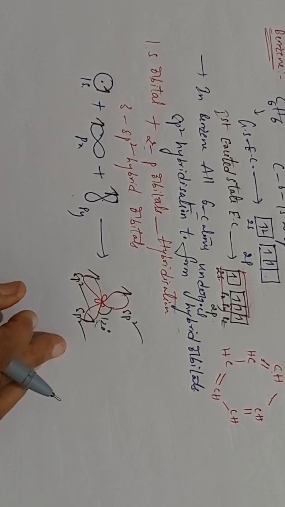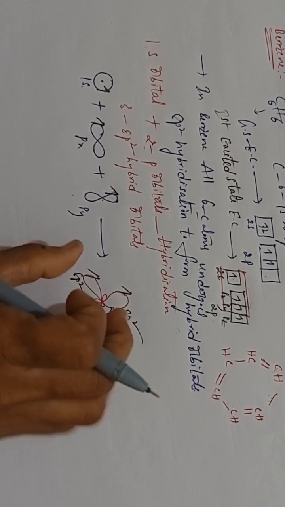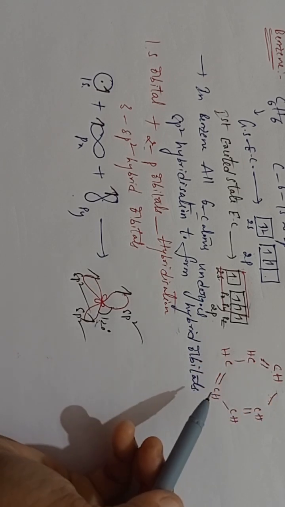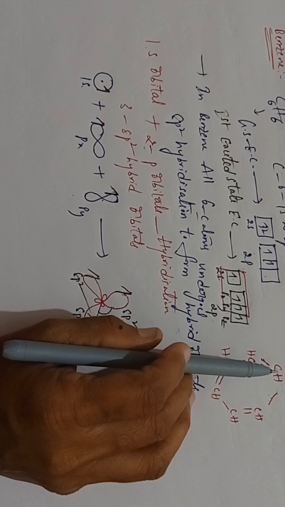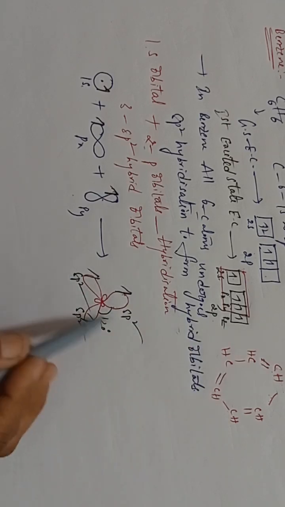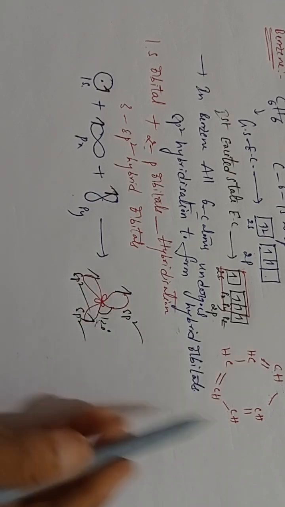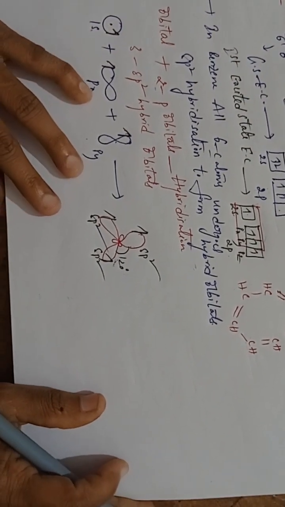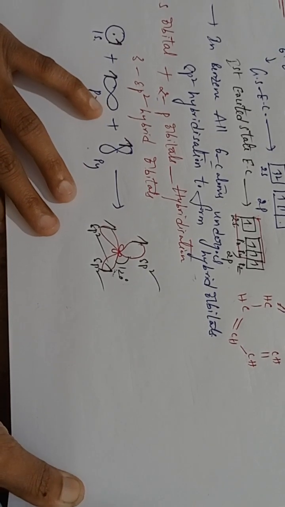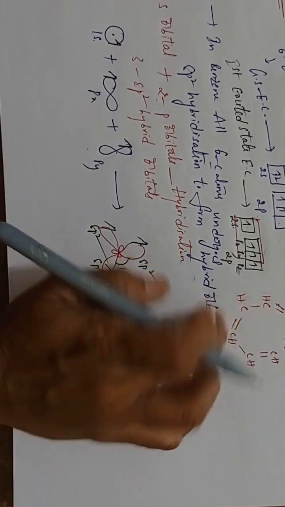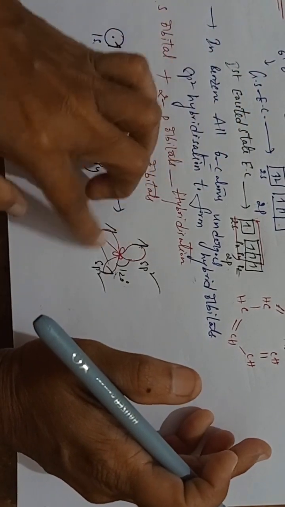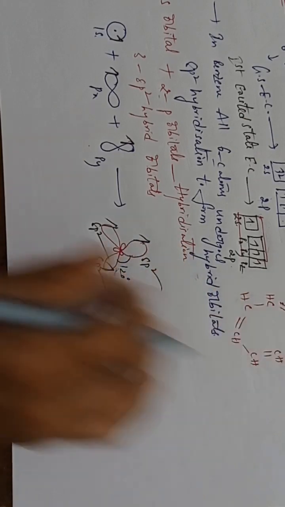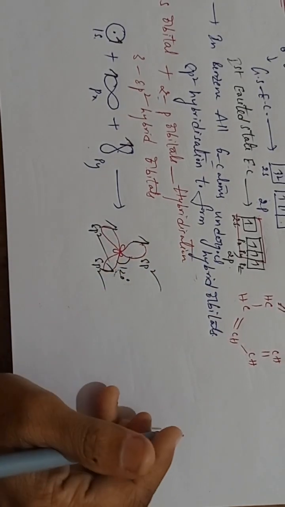There are 6 carbon atoms in total, so we'll get 6 sp2 sets. Each carbon atom forms 3 sp2 hybridized orbitals. So like that, you have to take 6 carbon atoms. See here the structure: first 1, 2, 3, 4, 5, 6.